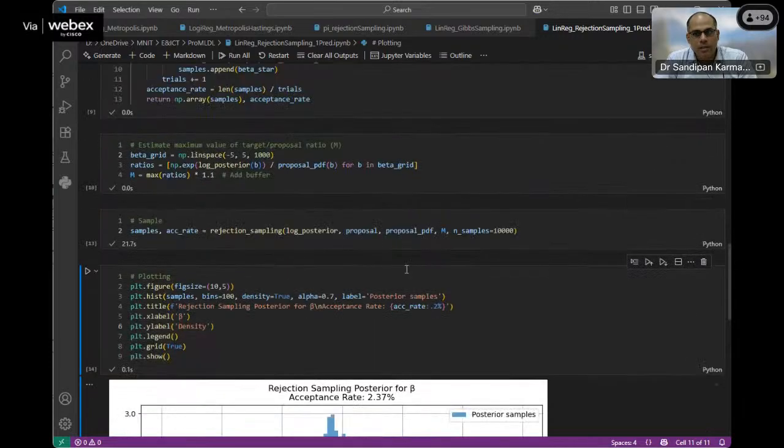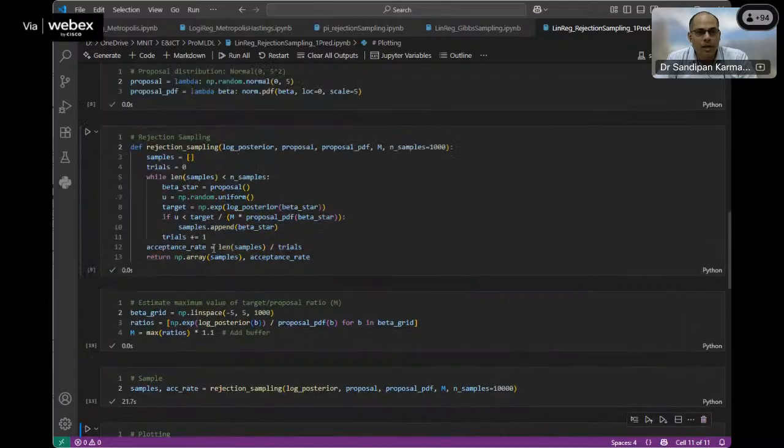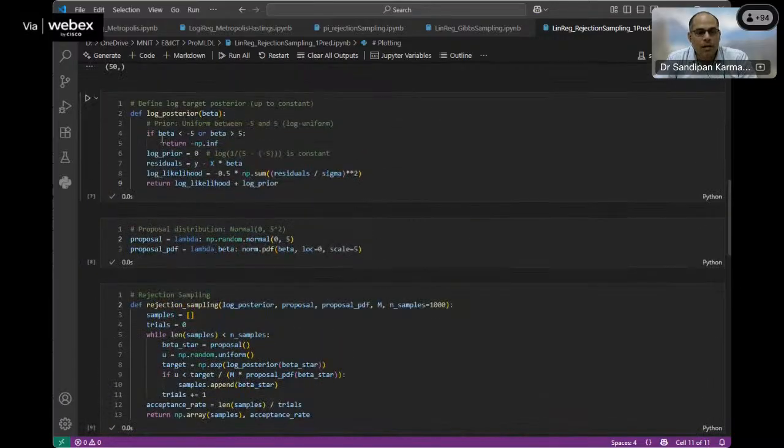So let me increase the size a little more. Another thing we can do: we are creating this particular acceptance region as -5 to 5. Instead of that, we can squeeze it a little. So you can actually play with this code and find out exactly what is happening. Okay, understood? So now we are going into linear regression for multiple predictors using rejection sampling.